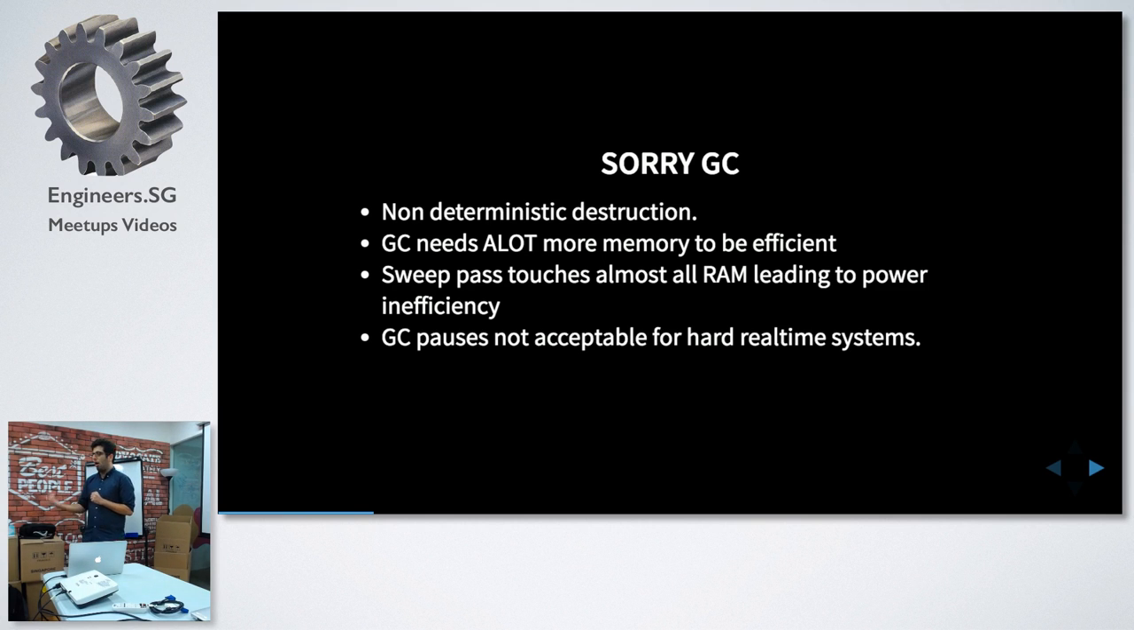And a GC pause, if you're dealing with software like an air traffic control system, is not acceptable. You don't want your plane to crash because your JVM is collecting memory for those 10 or 20 milliseconds. That kind of delay is not acceptable for a hard real-time system. So that's why garbage collection is not the answer, sadly.